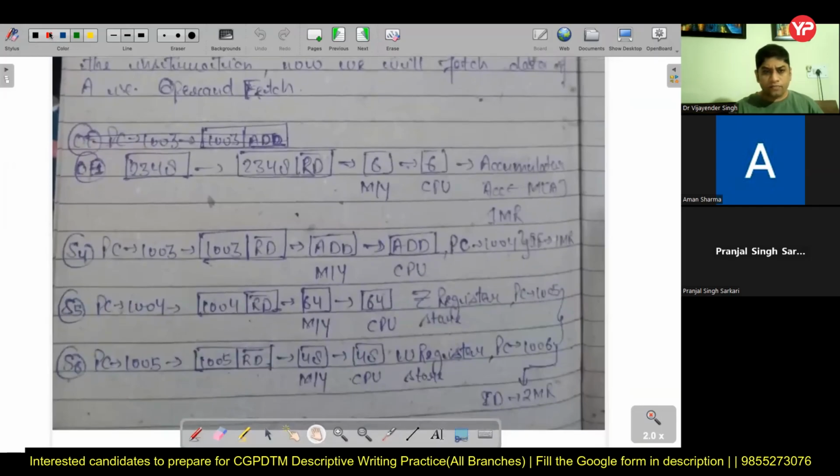Like Pranjal, here if you can see, here you are doing what? You are stating that the information decoding phase will take 2 MR. Yes, sir. This was for this instruction, the PC1004 instruction, right? But you are mentioning it below after PC1005. That should not be the case.